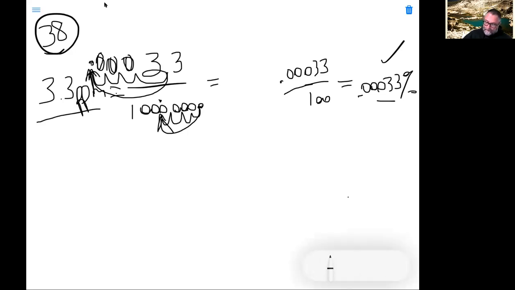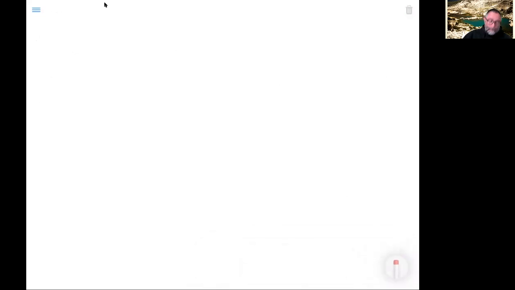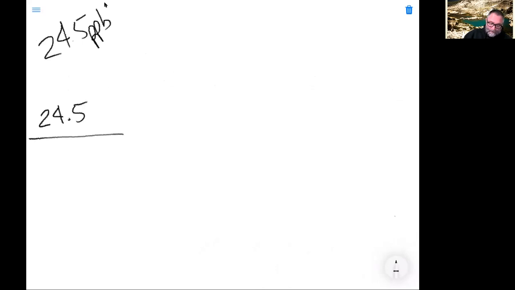I'll see if I can clear this thing out, and I'll try the other one. Oops, sorry. I hope I got this right. 24.5 parts per billion, right? So that's 24.5. There's the decimal. And that's over a billion. That's a million. So there's a billion.